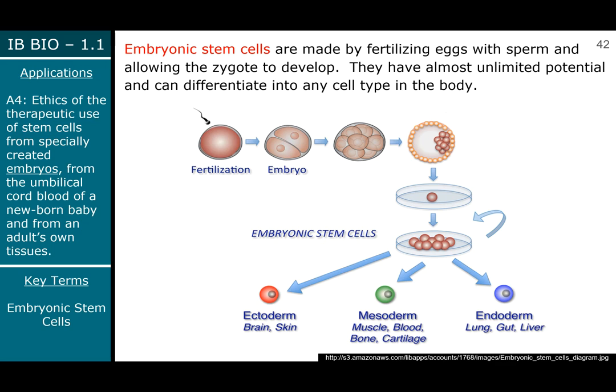So embryonic stem cells are made by fertilizing eggs with sperm and allowing the zygote to develop. Now, we're not talking about developing into an infant. We're talking about developing into a cluster of cells. These cells have the most unlimited potential and can differentiate into any cell type. So that would be totipotent. Right? And then those cells can be cultured and turned into whatever cell is necessary.